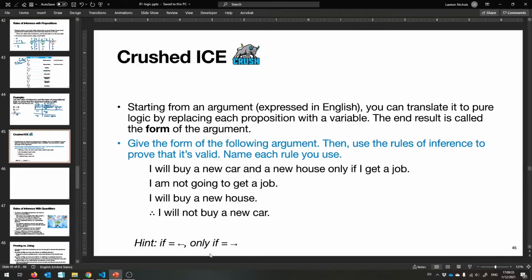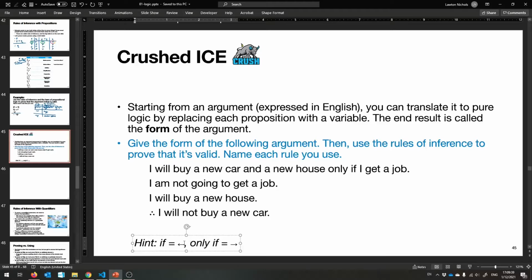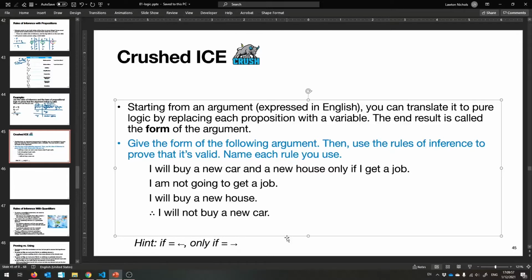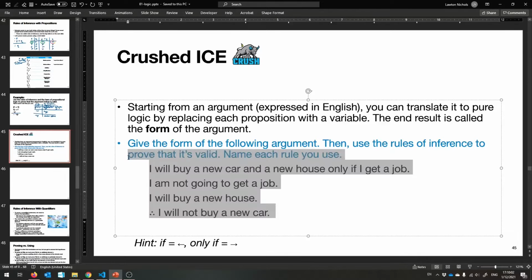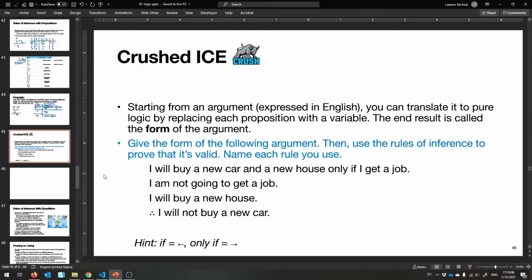One hint is, I don't know why we decided on this, but apparently in English, if means implication from right to left, and the two words only if together mean from left to right. So that's why when we say if and only if, we get both. We have decided on these directions, apparently. So use that to your advantage in this example. Take a second to convert this to pure logic to extract the form of this argument. Okay?